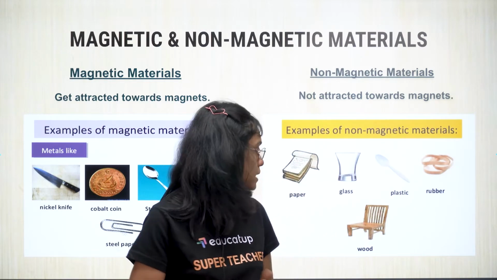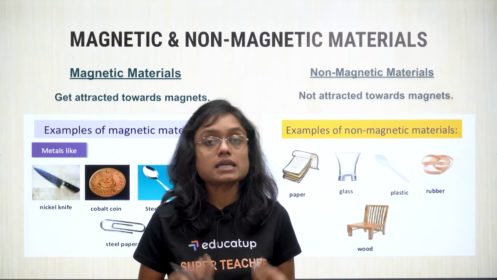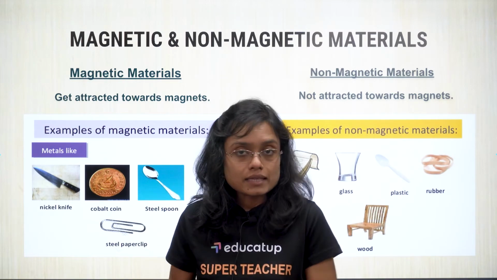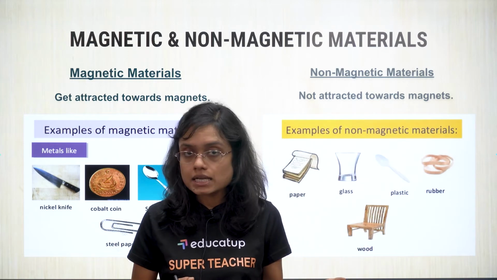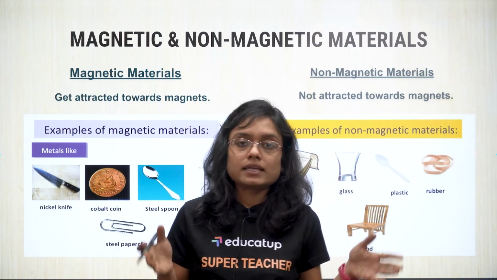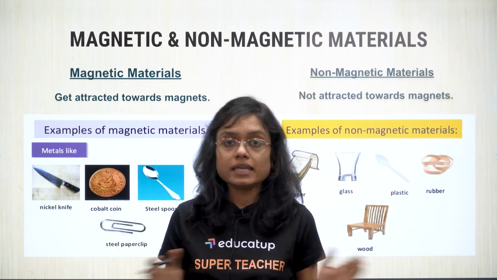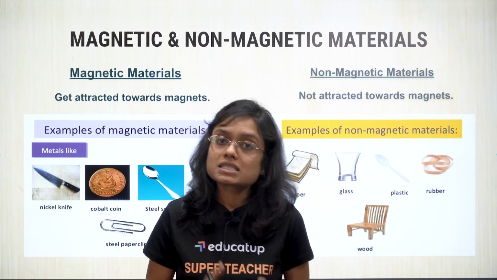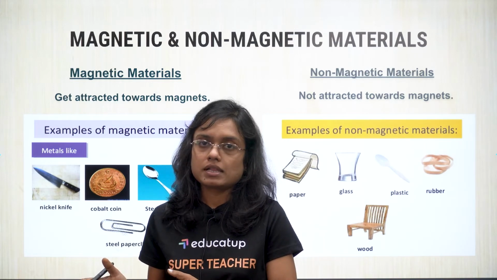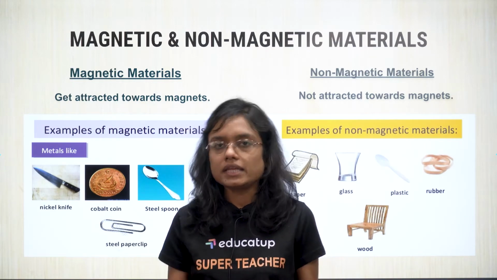The examples can be paper, glass, plastic, rubber, wood. अगर एक मैग्नेट रखा हुआ है और उसके पास एक प्लास्टिक का कोई ऑब्जेक्ट रखा है तो मैग्नेट और वो प्लास्टिक आपस में स्टिक नहीं होंगे, वो आपस में अट्रैक्ट नहीं होंगे. Why? Because plastic is a non-magnetic material जो मैग्नेट की तरफ अट्रैक्ट नहीं हो सकता.